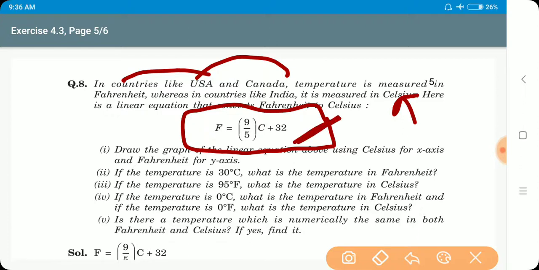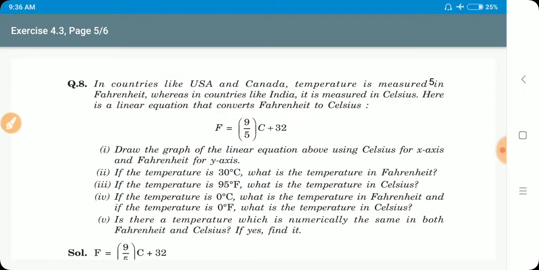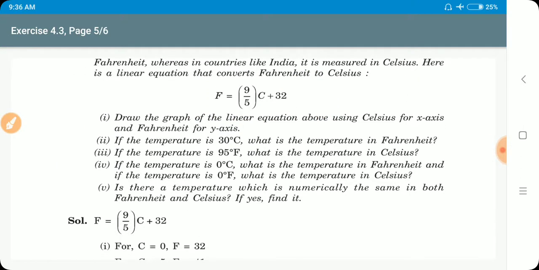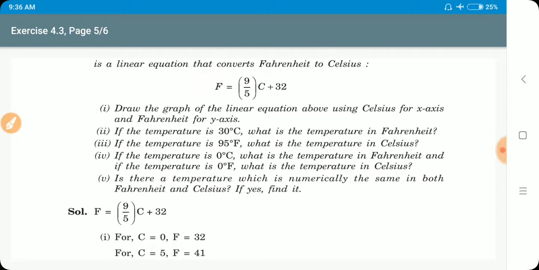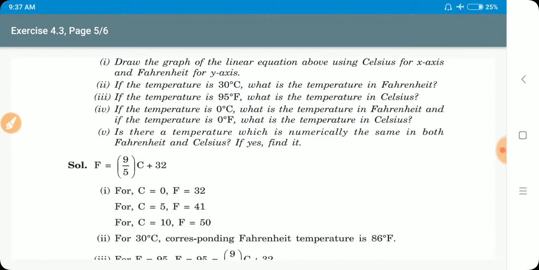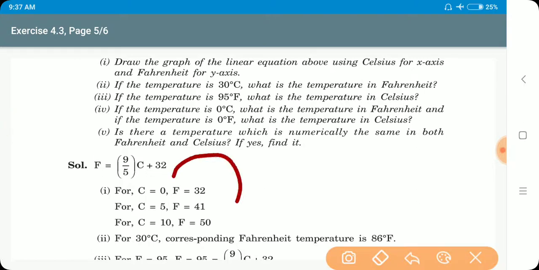So it is saying to draw a linear graph using this equation. You can easily draw it. I have already taught you how to draw the linear graph. You have to put the value of C and get the value of F. Suppose C is equal to 0, so F is equal to 32. C is equal to 5, F is equal to 41. C is equal to 10, F is equal to 50. And you can draw a graph.